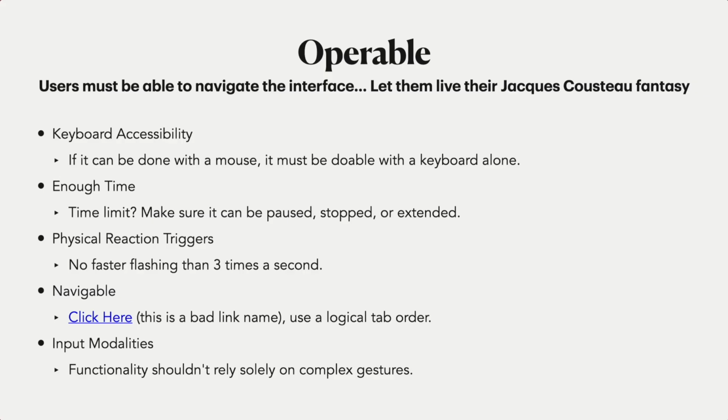Finally, input modalities. Not everyone interacts with a screen the same way, so functionality shouldn't rely solely on complex gestures or precise pointer movements. Think about a map with pinch to zoom. That gesture might not be available to all users, so you'd want to provide buttons to zoom in and out. More broadly, touch targets should be large enough to be easily activated, and functionality should work across a variety of input methods.